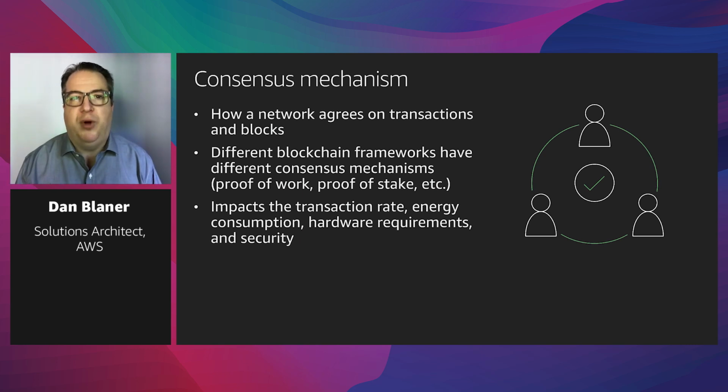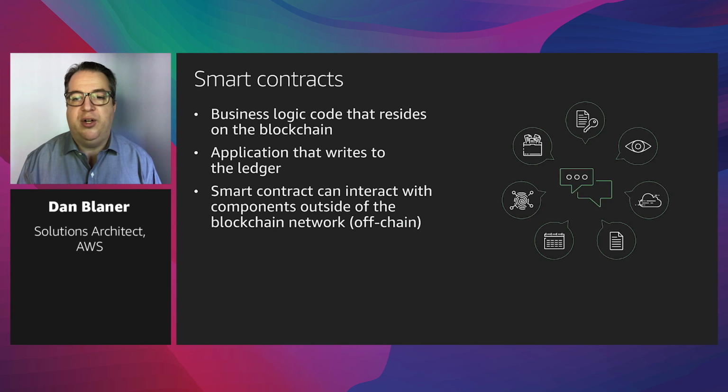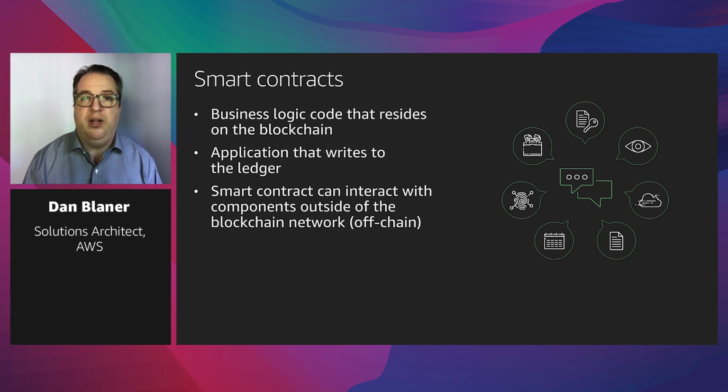And finally, we have smart contracts. Smart contracts are the business logic components that reside on the blockchain itself. These are applications that write to the ledger. Smart contracts can interact with components outside of the blockchain network, allowing you to integrate the blockchain with your enterprise systems.